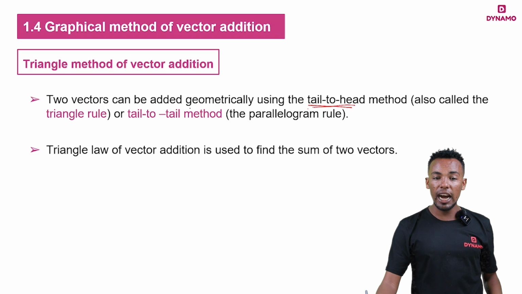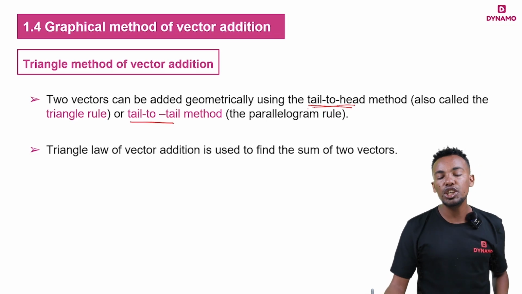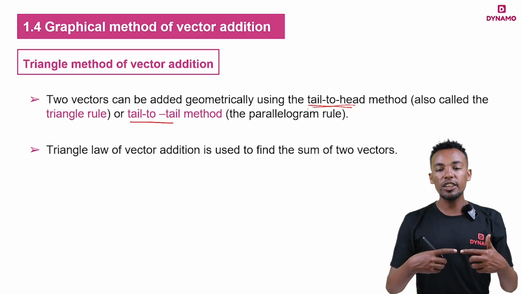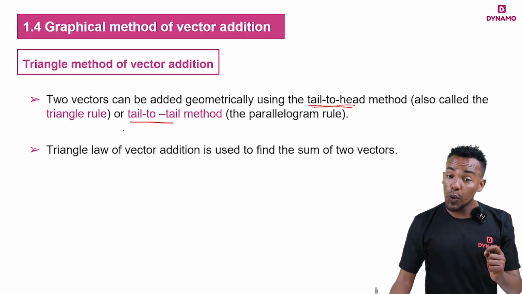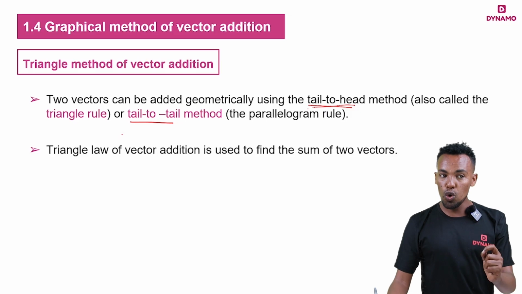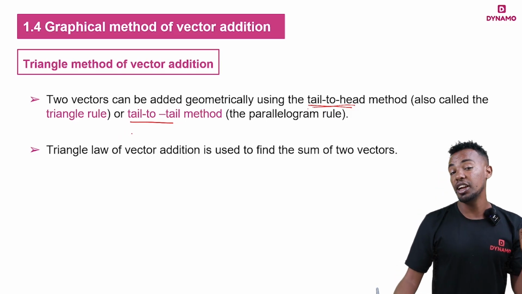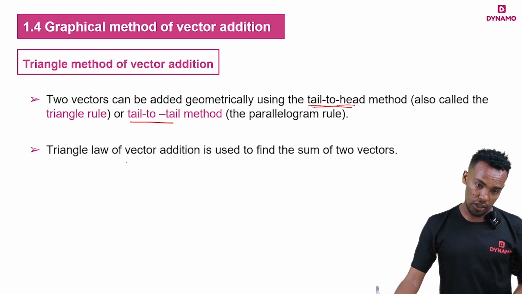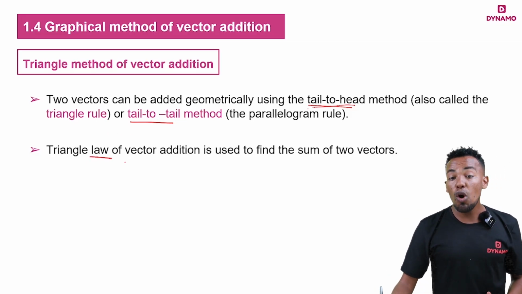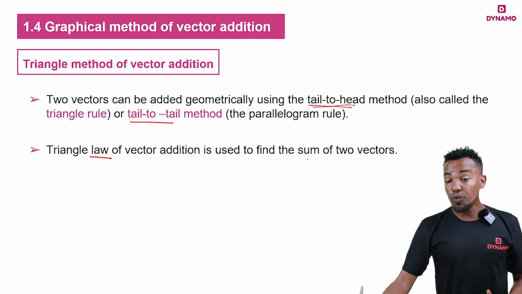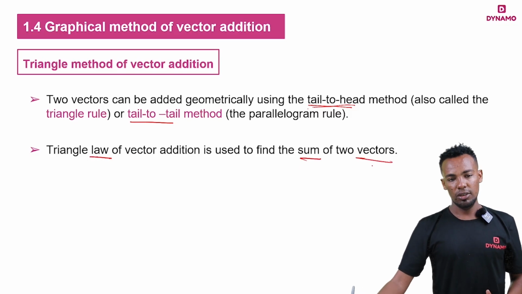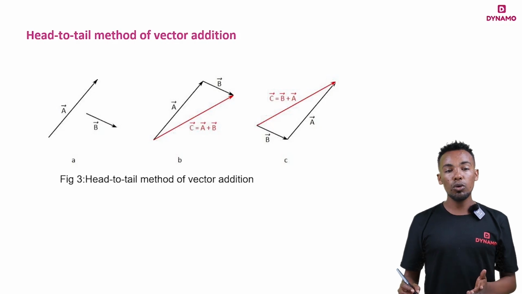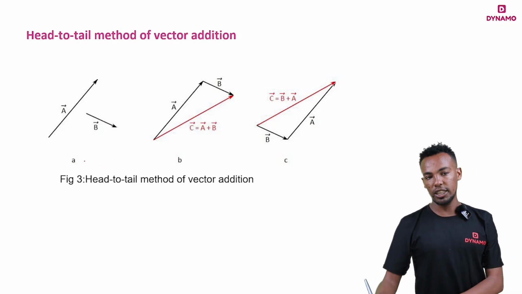The other one is tail to tail vector addition. When the vectors we add are connected tail to tail, we call it the parallelogram rule or the parallelogram method. So in the graphical method we add vectors with these two methods. The triangle law of vector addition is used to find the sum of two vectors which are connected head to tail.